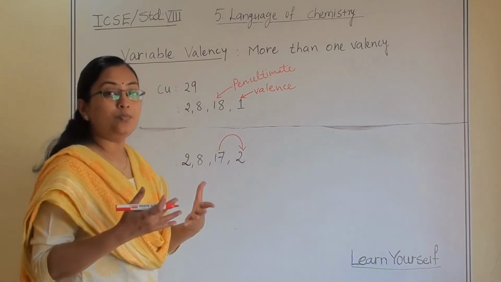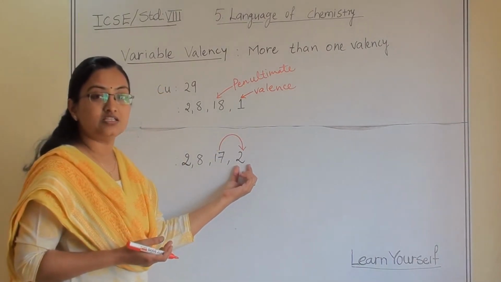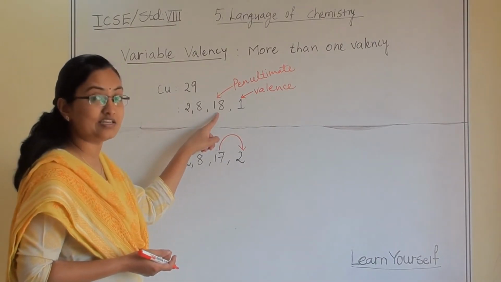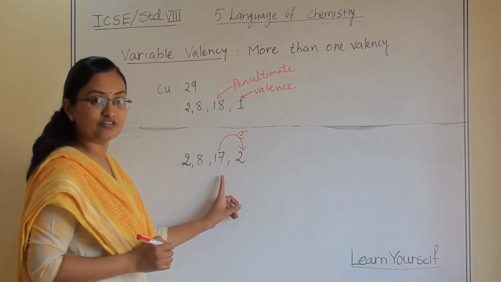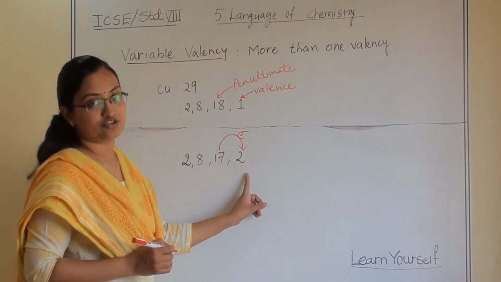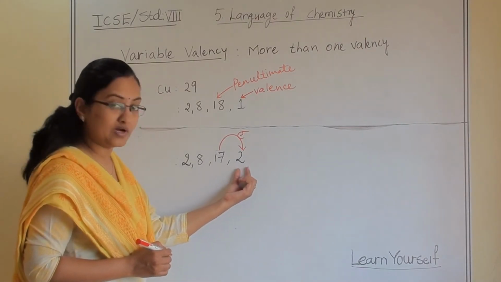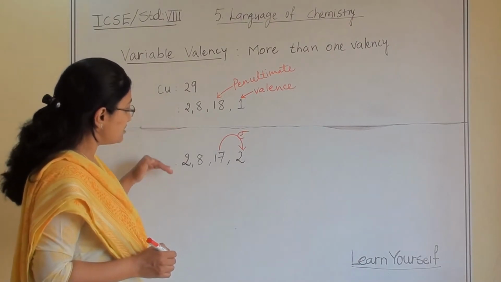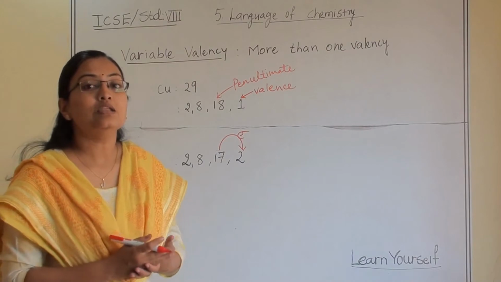So copper will become more stable if in the last shell there are 2 electrons. So what will happen is that there are 18 electrons, so one electron will jump from the penultimate shell to the last shell. So the 18 will become 17 and here one electron will become 2 electrons. So both these states we can see in copper.